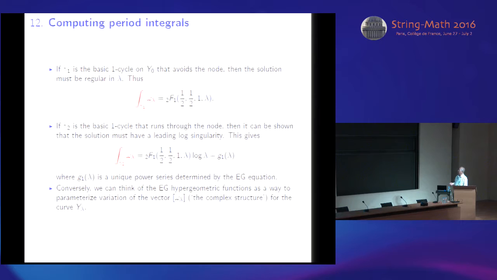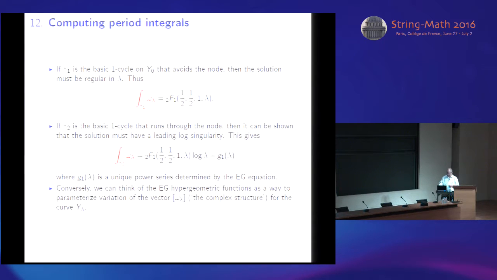If gamma 1 is a basic one cycle on Y naught that avoids the loop, then the solution must be regular in lambda, and then we know that this integral must be equal to this function. If gamma 2 is a basic one cycle that runs through the loop, then it can be shown that the solution must have a leading log singularity, and therefore the integral of omega lambda over gamma 2 is this one, log lambda plus another one, which is a unit power series determined by the equation. So this solves the problem in this one-dimensional case, computing the period integral, because we find the initial conditions, and also we solve everything here.